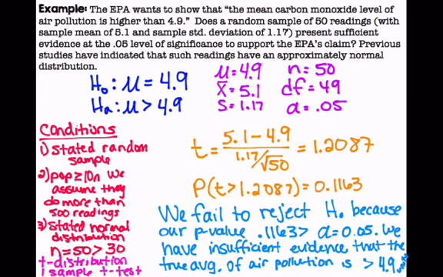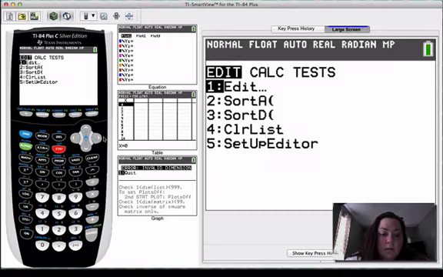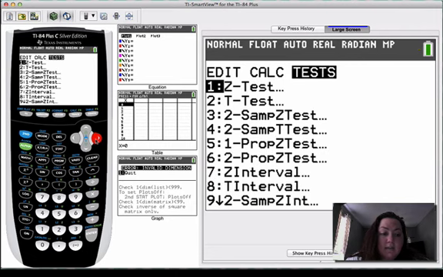Since our p-value is larger than our alpha value, we fail to reject the null hypothesis because our p-value of 0.1163 is greater than our alpha of 0.05. We have insufficient evidence that the true average of air pollution is greater than 4.9 units. A test, a t-test. So a t-test is number 2.